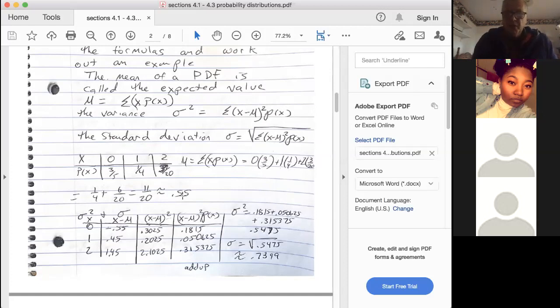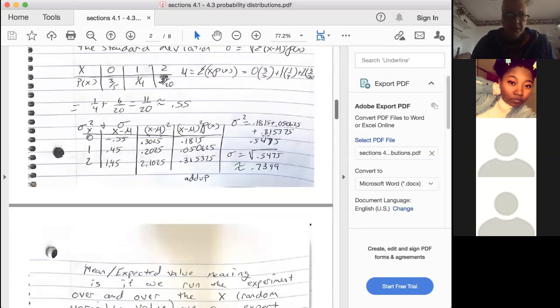So that means that if we were to run this experiment over and over again, whatever it would represent, we would expect an X value of between 0 and 1 on average. Okay. The variance is calculated by doing a few columns. So we write our X's, we take X minus the mean. So we're going to take X minus 0.55. We're going to square that answer. We're going to multiply the answers here by the probability of X and then add it up. And that gives us 0.5475.